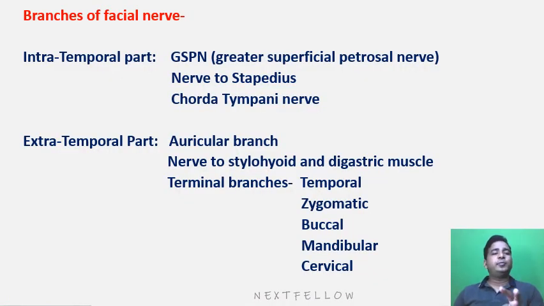I told you, in the intratemporal part there are only 3 branches. The first branch is the GSPN, greater superficial petrosal nerve. Second is the nerve to stapedius, and third is the chorda tympani nerve. Suppose this nerve to stapedius got injured, what will happen? Whenever there is a loud sound, the stapes bone will vibrate more, and these vibrations will directly get transmitted into the inner ear.